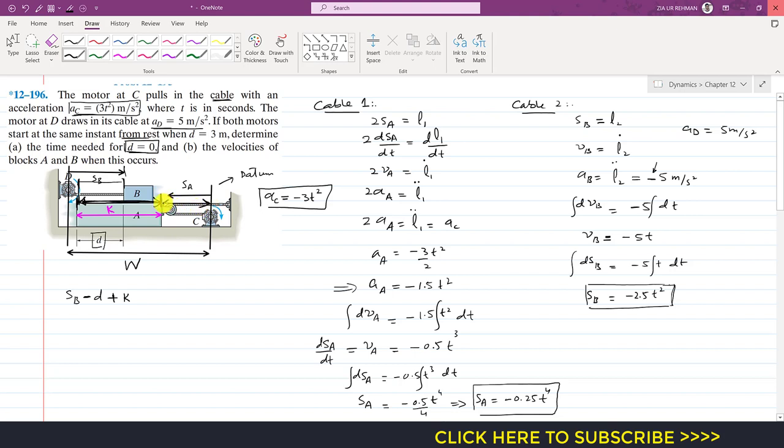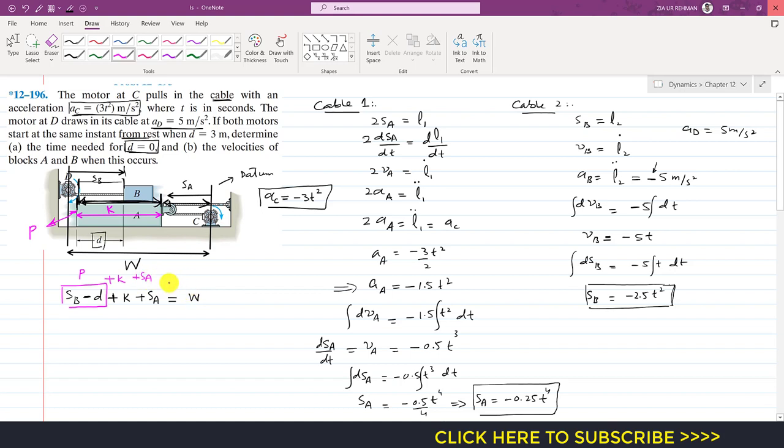This distance is SA, right? So I will write plus SA, and this will be equal to the distance between both of these motors, right? So that is equal to W, right? So again, you people can look into this. This is SB minus D. So SB minus D is this small distance, right? Let's say that this small distance is represented by P. So SB minus D is P plus this K plus this SA.